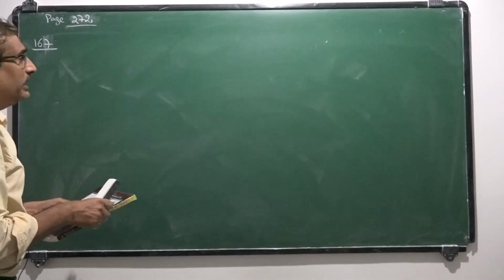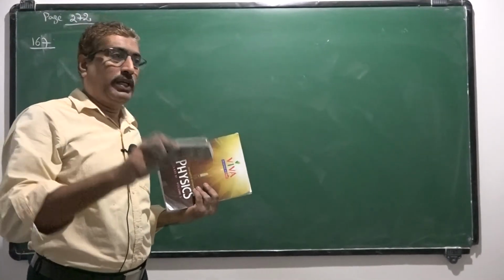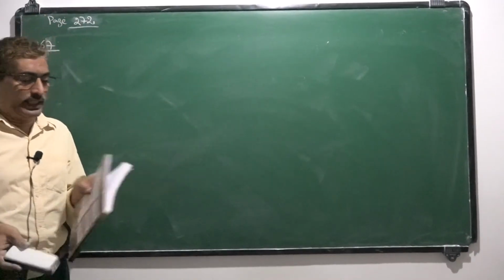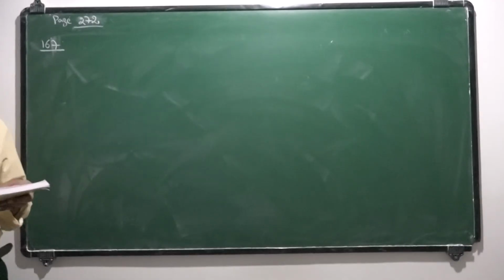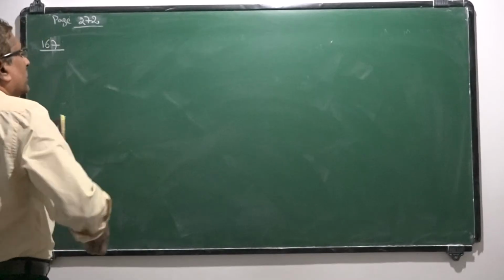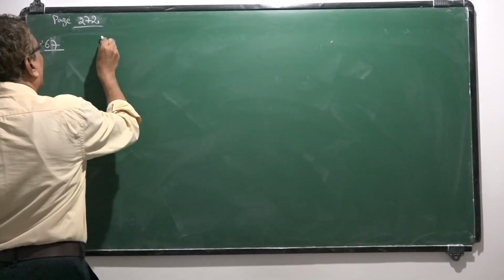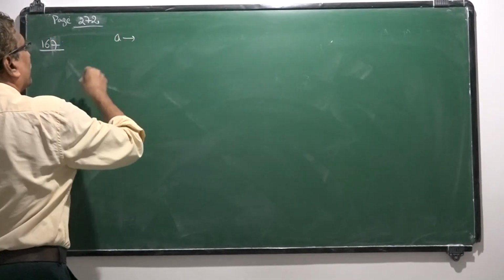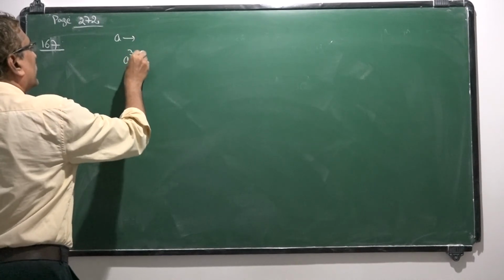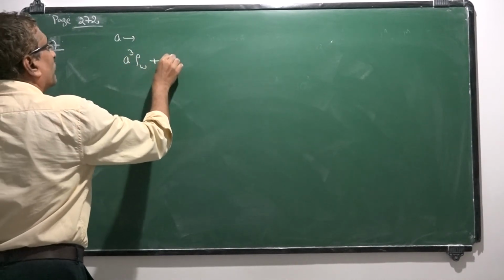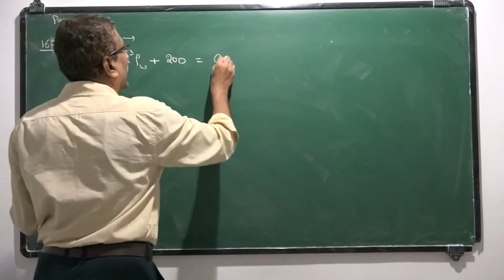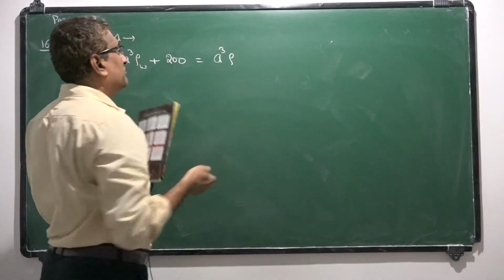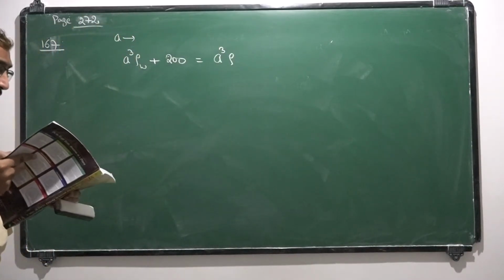Okay. First, initially the cube with the particular mass is just floating on the water, isn't it? Just floats on water. So first the condition is, assume that the side of the cube is a. Then you can write a cube into density of wood plus 200 gram mass is equal to a cube into density of water.